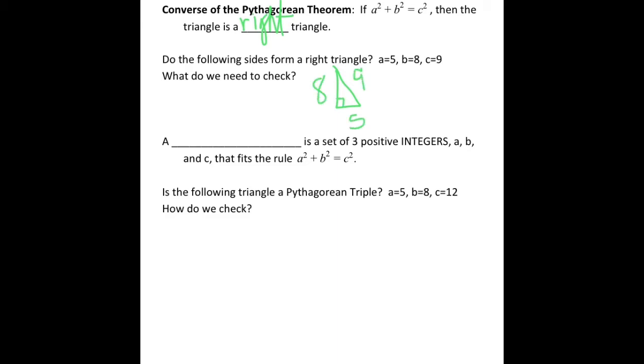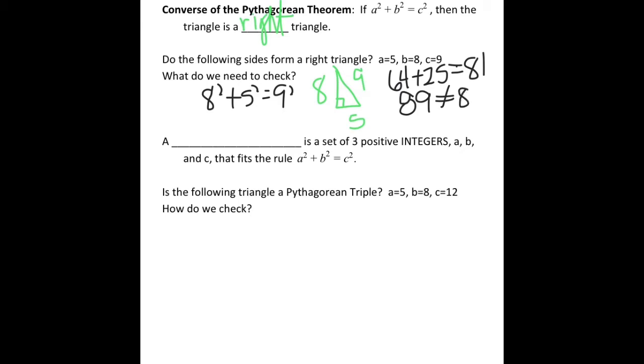I always try to draw a triangle and label the edges. So 8 squared plus 5 squared equals 9 squared. That is 64 plus 25 equals 81. Well, 64 plus 25 is 89, and 89 does not equal 81. So this is not a right triangle.